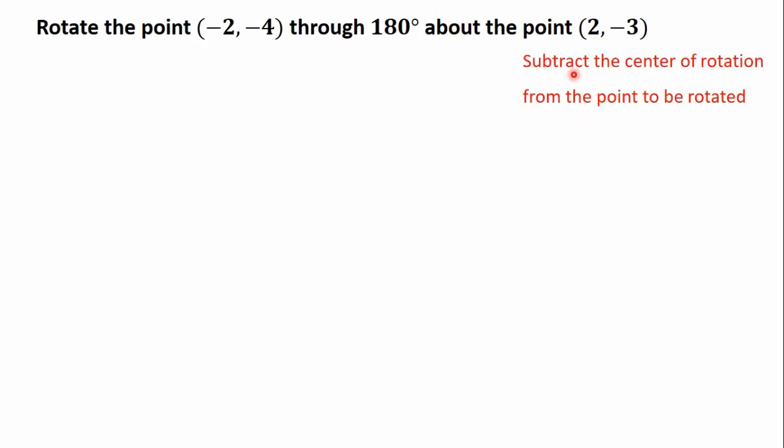The first step is that we will subtract the center of rotation from the point to be rotated. The center of rotation is (2, -3). The point to be rotated is (-2, -4). So you subtract (2, -3) from (-2, -4). Minus 2 minus 2 will give us minus 4. Minus 4 minus minus 3 will give us minus 4 plus 3, which is minus 1. So after subtracting the center of rotation from the point to be rotated, we are having (-4, -1).